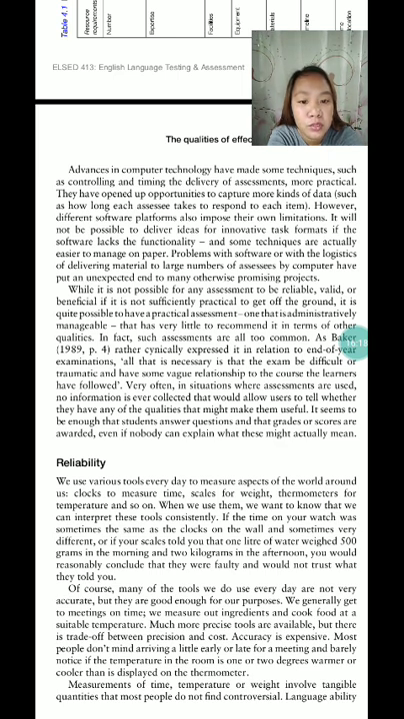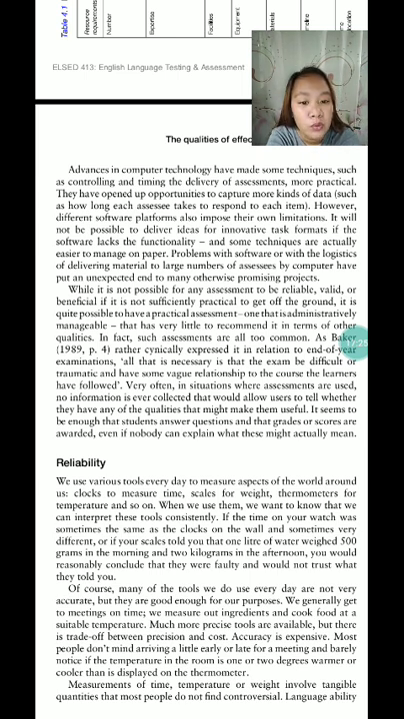Reliability. We use various tools every day to measure aspects of the world around us: clocks to measure time, scales for weight, thermometers for temperature, and so on. When we use them, we want to know that we can interpret these tools consistently. If the time on your watch was sometimes the same as the clock on the wall and sometimes very different, or if your scales told you that one liter of water weighed 500 grams in the morning and 2 kilograms in the afternoon, you would reasonably conclude that they were faulty and would not trust what they told you.